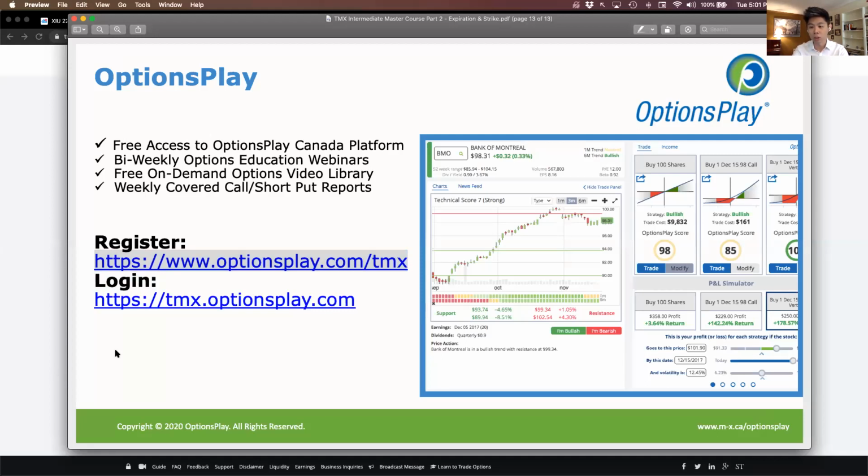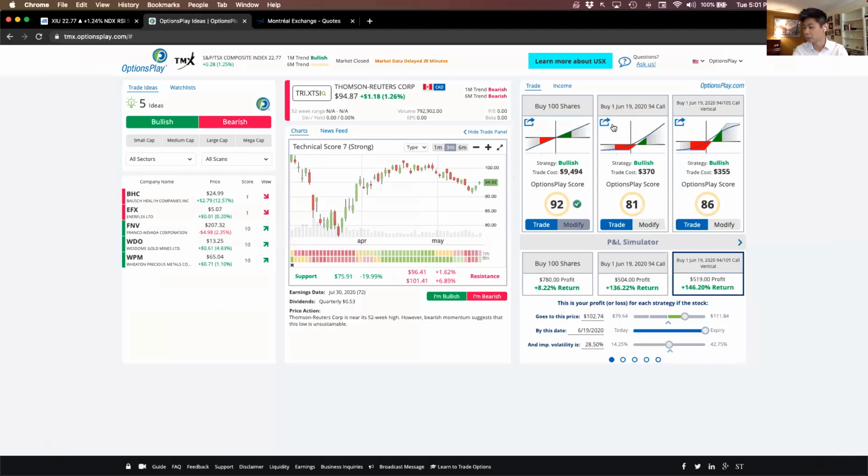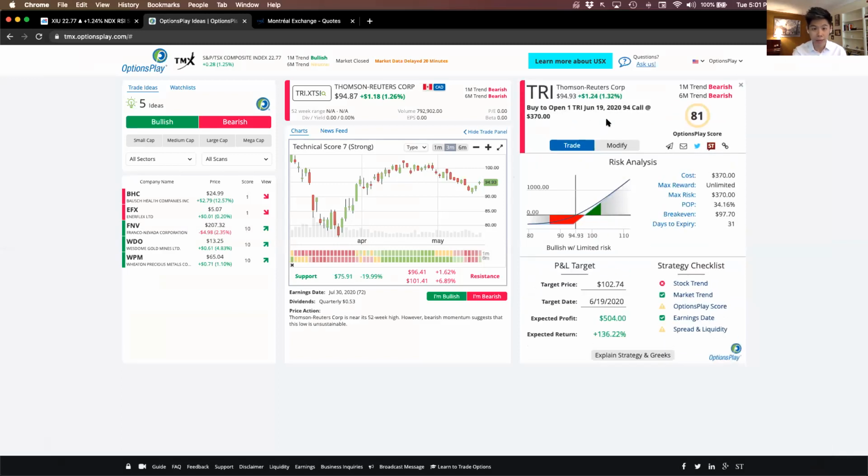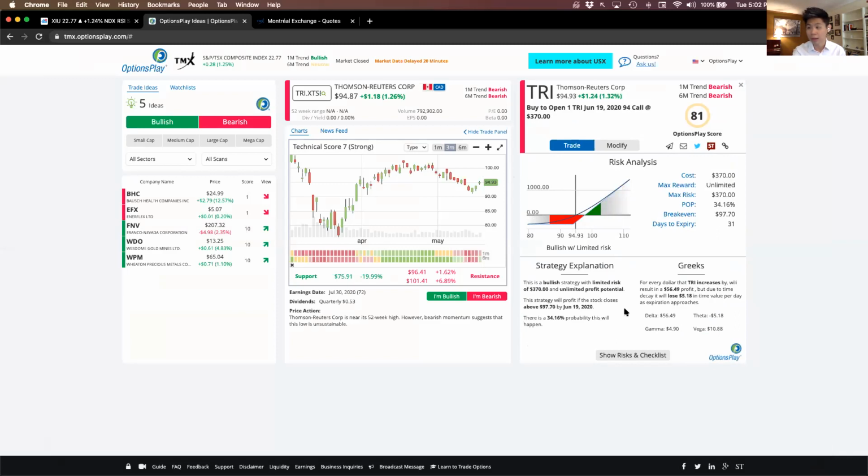And I see a question here, where is Delta in OptionsPlay? Great question. So you can choose Delta here in OptionsPlay by clicking on the blue share button on your P&L chart for any strategy. And at the very bottom, there is a link that says Explain Strategy and Greeks. If you do that, you'll see Delta, Theta, Gamma, and Vega.